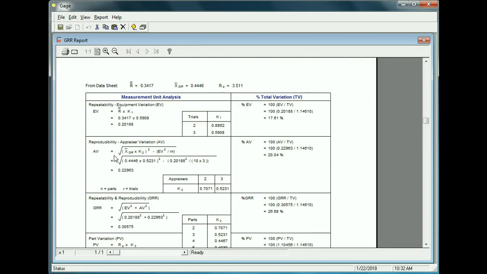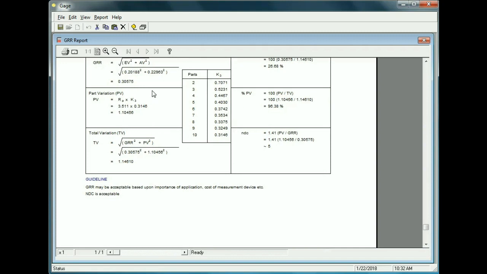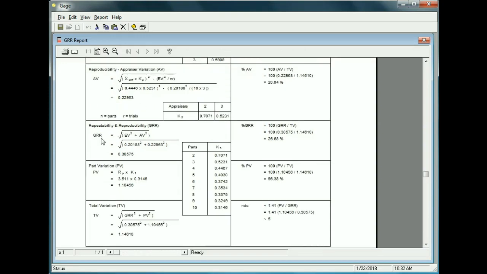And for the appraiser variation, we plug in the numbers and we get 0.22963 for the standard deviation for reproducibility, which is the operator-to-operator variation, or the error in measuring due to the people, sometimes called appraiser variation. And then if we combine the effect of both repeatability and reproducibility, we end up with a number that's shown here, 0.30575, which is one standard deviation in whatever units of measurement we're measuring in.